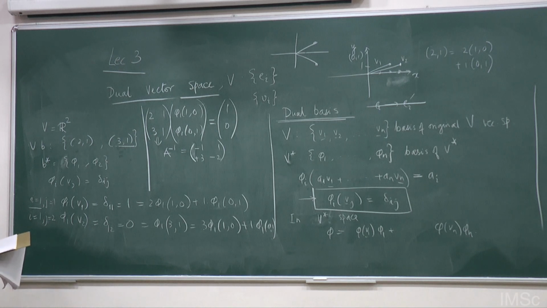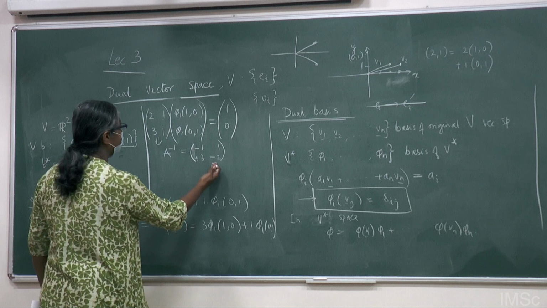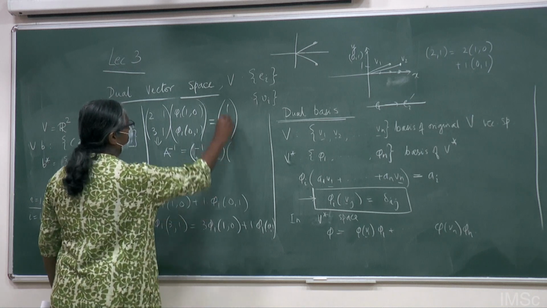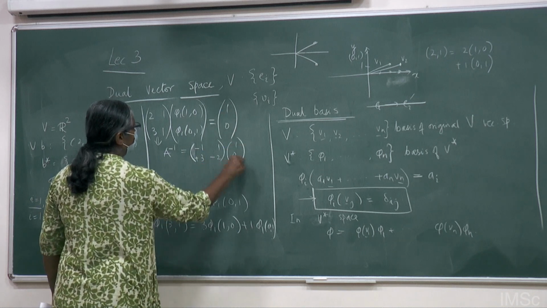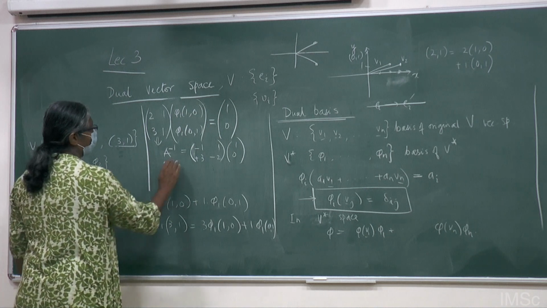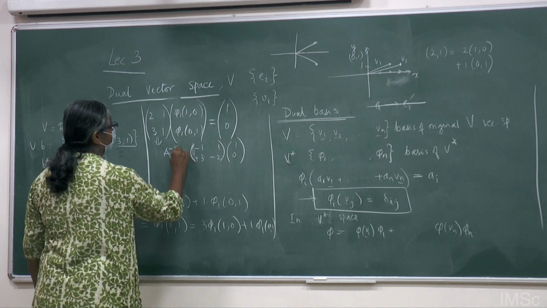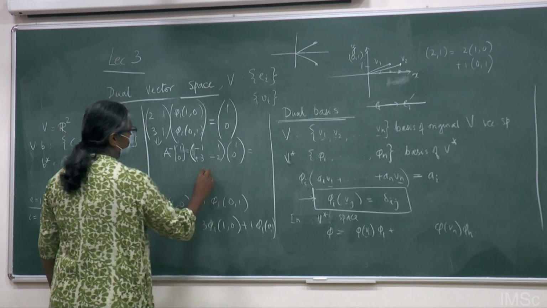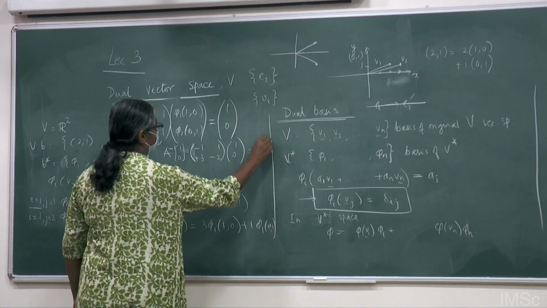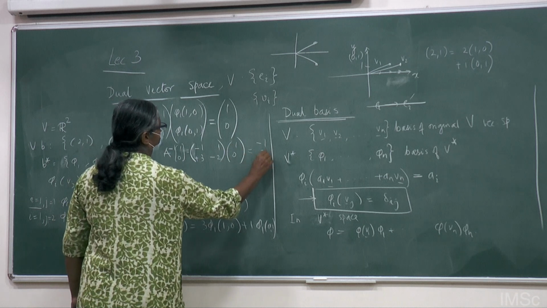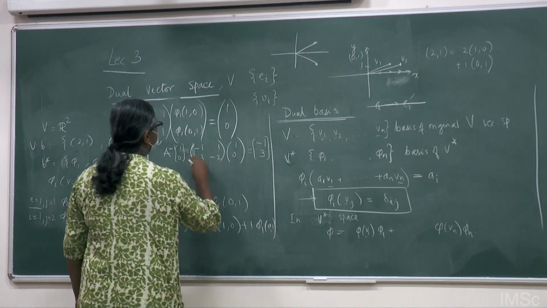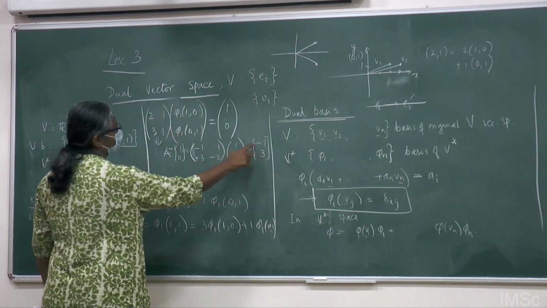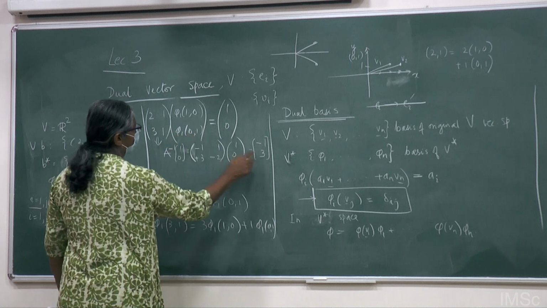You can do all the high school mathematics all over again. Is this clear though? Fine. So what does this mean? If I have A inverse is this, and I'm going to multiply A inverse with 1 0 to get the phi's, right? So A inverse times 1 0, what does that give me? Minus 1 into 1 and 3 into 1, right? So that means phi 1 of 1 0 is minus 1, phi 1 of 0 1 is 3.